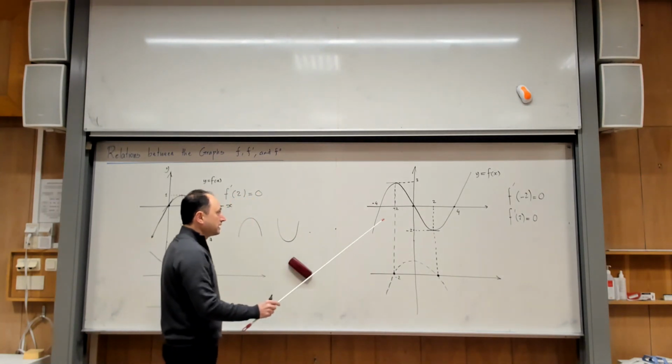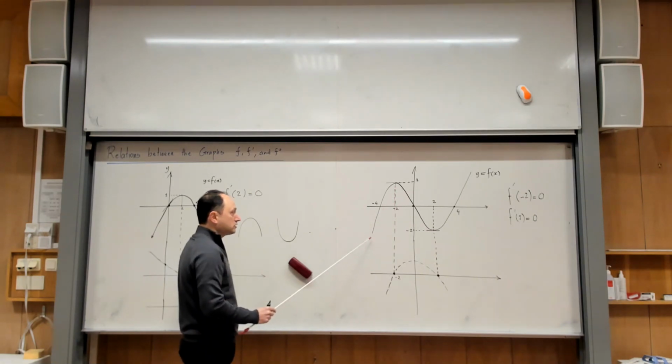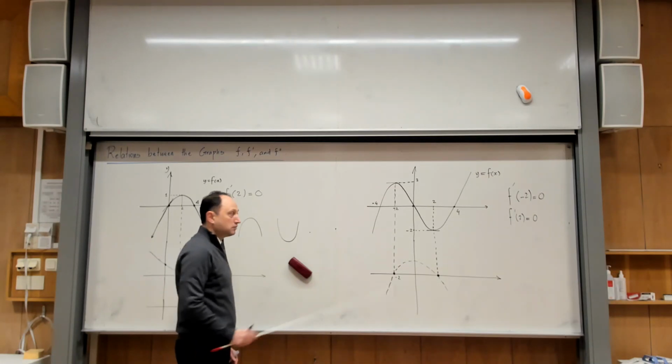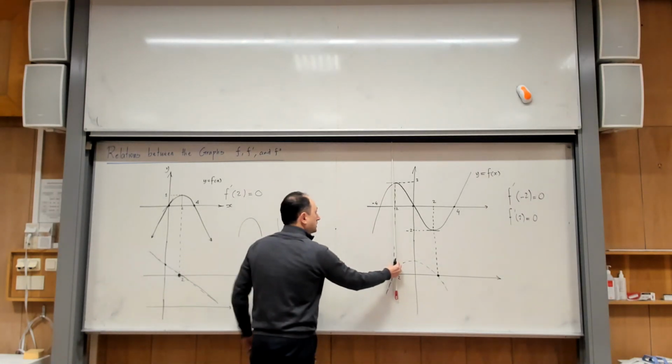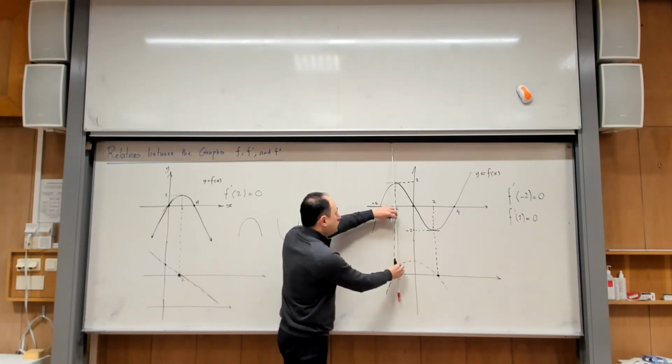You see, before -2, what type of function am I facing? Increasing or decreasing? Before -2, increasing. Yes. So it means that the derivative should be positive everywhere before this line.